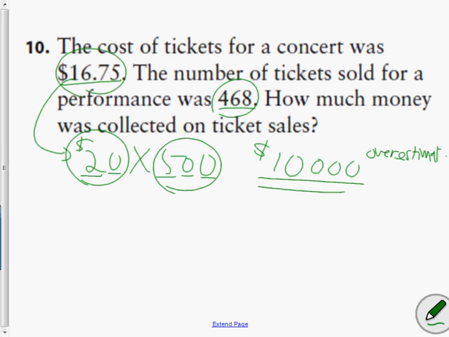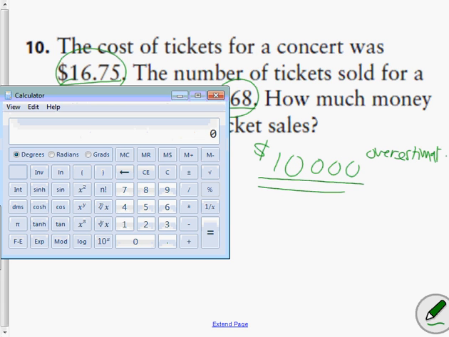Because this is kind of one of those algorithms that I am not going to do on pencil and paper, I'm going to take my calculator and go 468 times 16.75, and I'm going to realize that the cost is $7,839.